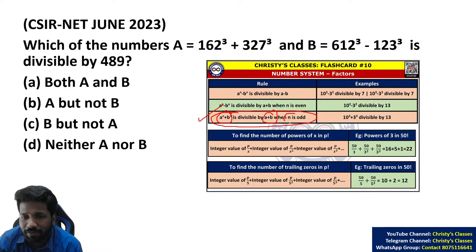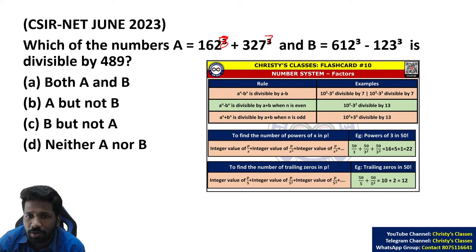Here n is odd, that is why 162³ plus 327³ will be divisible by 489 also. The good thing about this theorem is, if the question was asking 7 also, the answer would be divisible. But if it is 8, then divisibility is not guaranteed, because n is even. And if n is odd, it will be divisible.